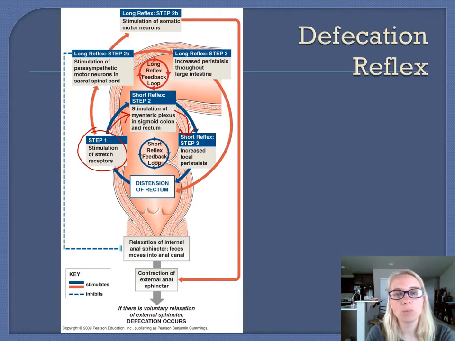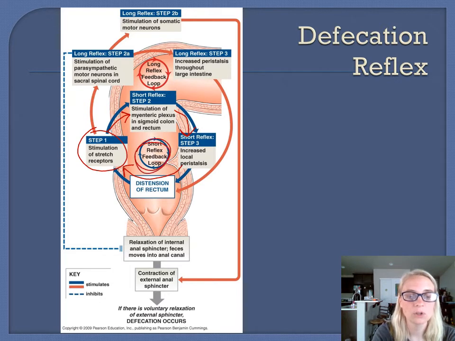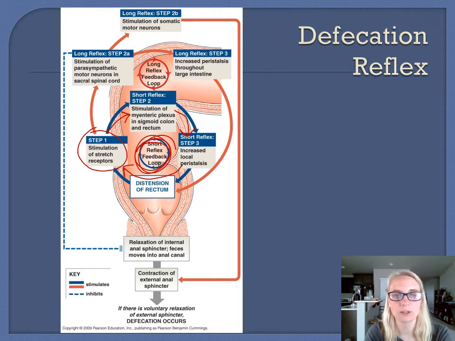So it's pushing more and more feces down into your rectum, and so that's going to distend the rectum, triggering the stretch receptors, and so here we get our little short reflex feedback loop. So this is our positive loop just in the sigmoid colon. Okay, so that's happening in the last maybe 12 inches of your large intestine.